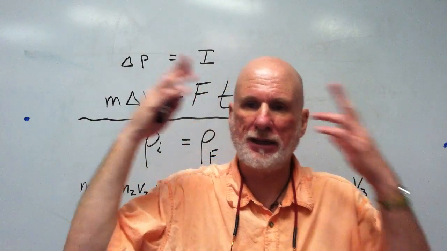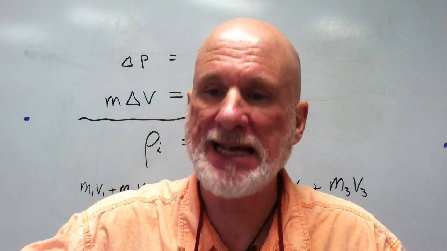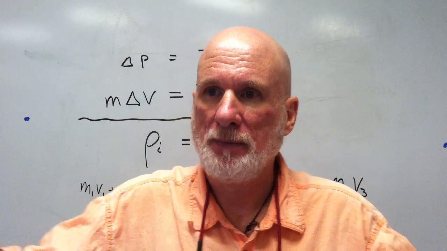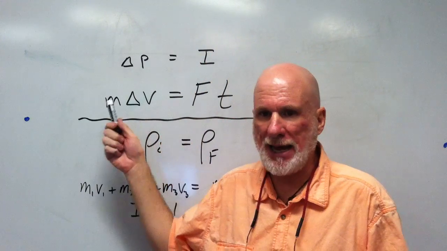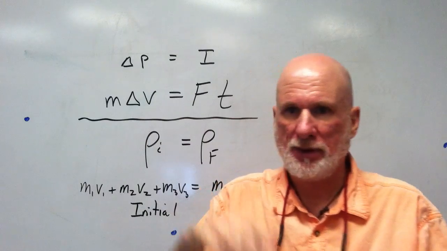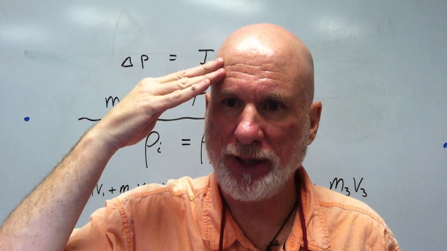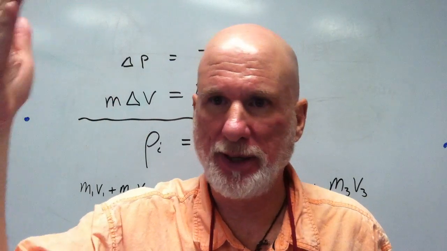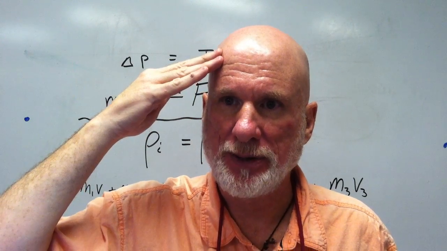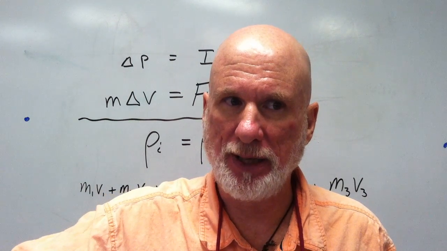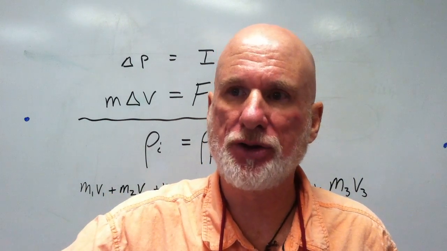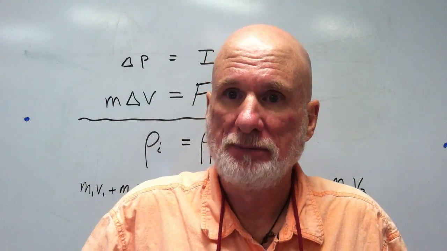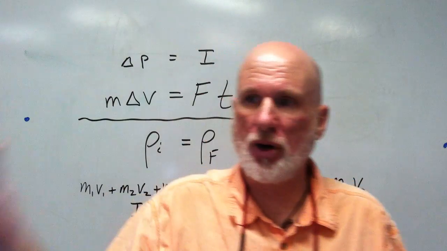Well, wait a second. It took me 20 seconds to slow down. Let's say the vehicle is 2 metric tons. So it would be 2,000 kilograms times 30 meters per second. That's going to be 60,000 momentum units I'm going to burn off.